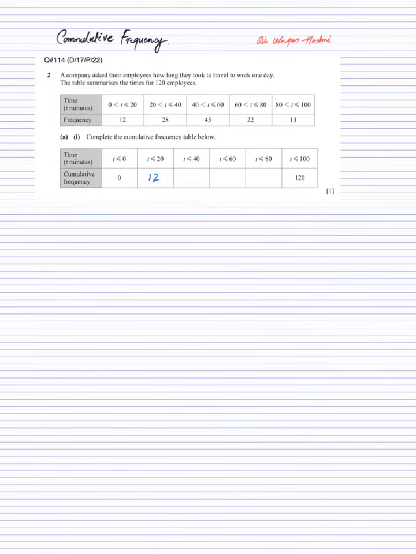Now the next quantity you can find just by adding 12 plus 28, and that will be equal to 40. After that, 40 plus 45 will be equal to 85. After that, 85 plus 22 is equal to 107, and lastly 107 plus 13 will be equal to 120. So that's how you can find the cumulative frequency, just by adding the frequency.